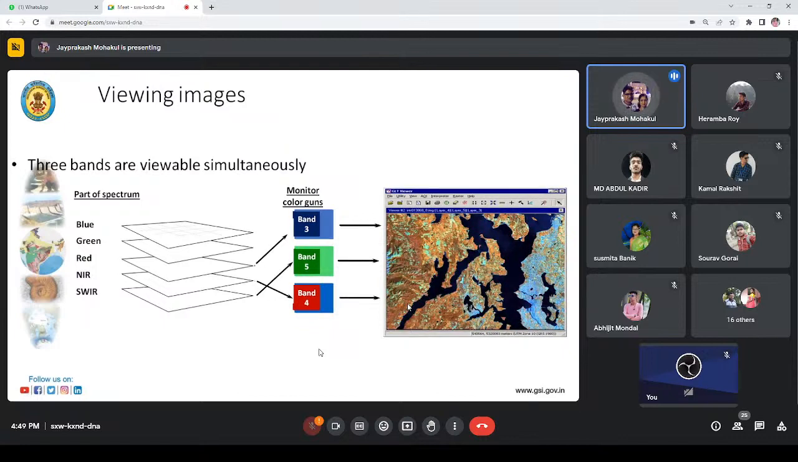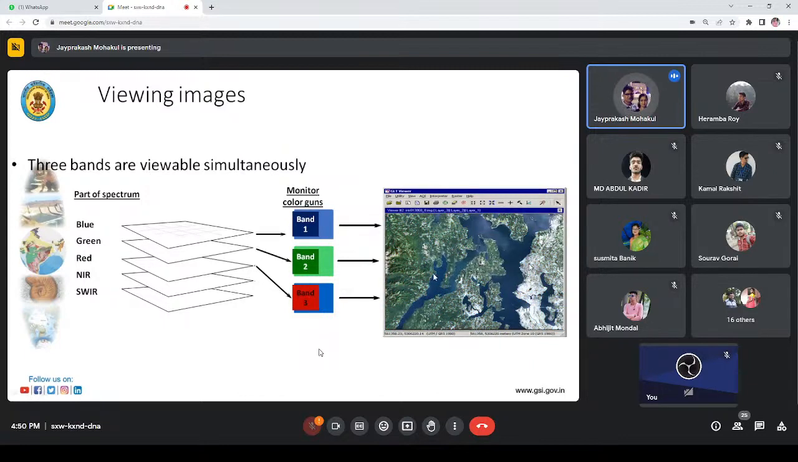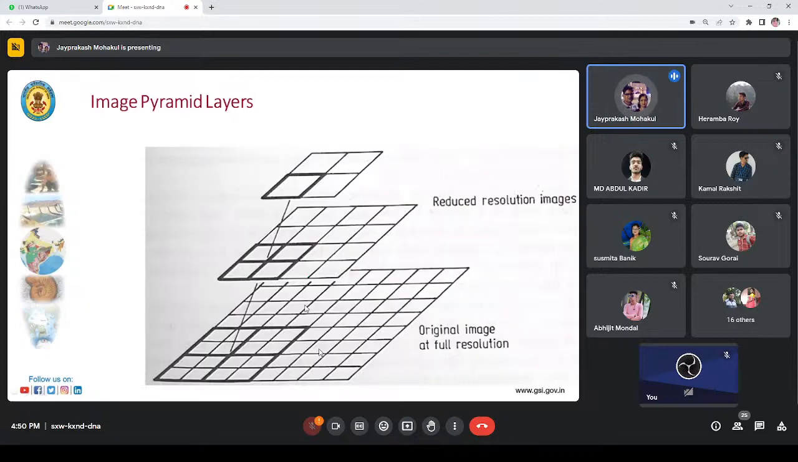On the contrary, you can also have a 3-5-4 BGR combination. Band 3 assigned blue, 5 assigned green, and 4 assigned red. The urban area gets highlighted in this particular band combination in case of Landsat 7. And of course, this is a true color composite of 1, 2, and 3 assigned blue, green, and red color guns, right?